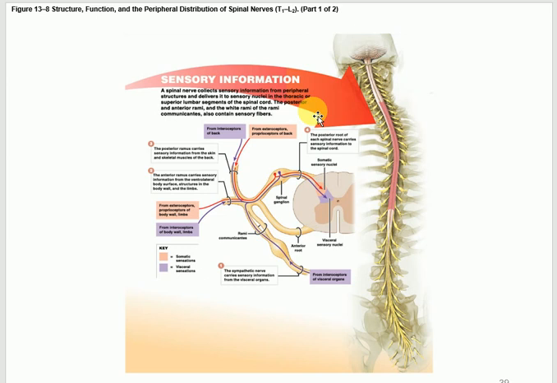Which one is this? Can anybody tell me which one is this? Posterior or dorsal? Yes, because of the ganglia, right? Okay, so this is dorsal root with dorsal ganglion. This is the ventral root. This is dorsal root. I mean this. And this is the ventral root right here.